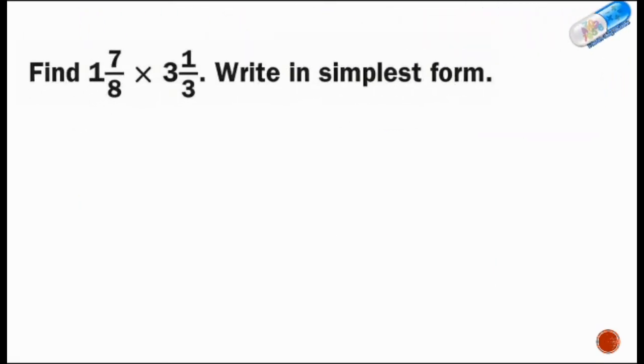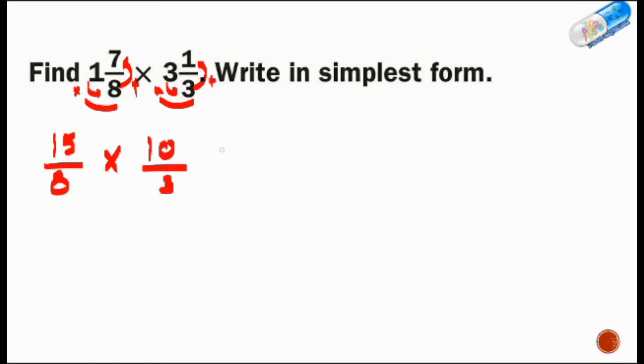Another example. Find 1 7/8 times 3 and 1/3 and write in simplest form. Here you have two mixed numbers, so I have to make them both improper fractions first. Then we multiply fractions. So we'll multiply 1 times 8, then we add 7. 1 times 8 is 8, 8 plus 7 is 15 over 8. So this is the improper fraction for this mixed number. Multiplied by 3 times 3 is 9, and 9 plus 1 is 10 over 3.